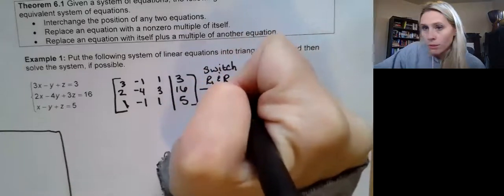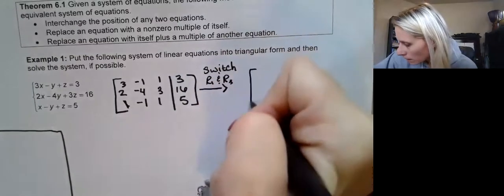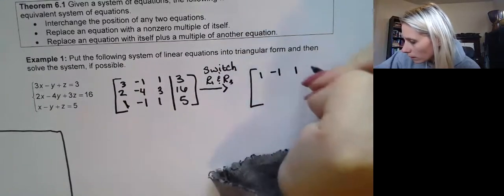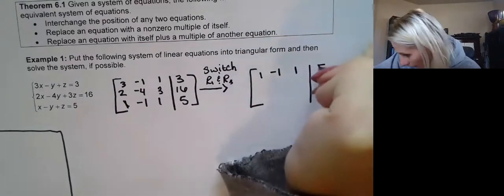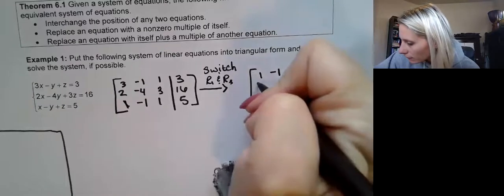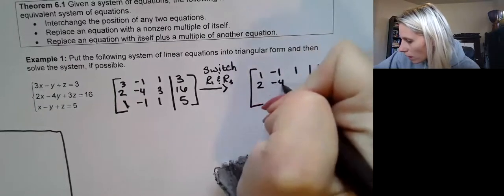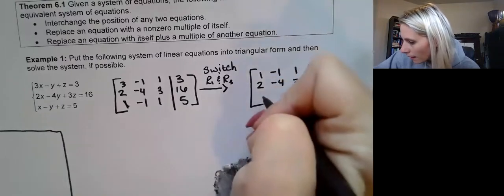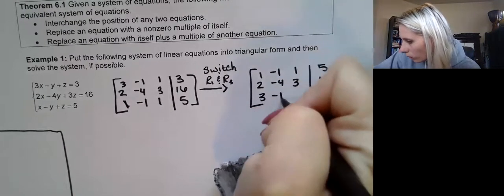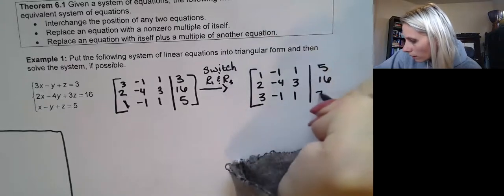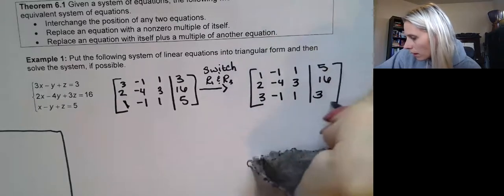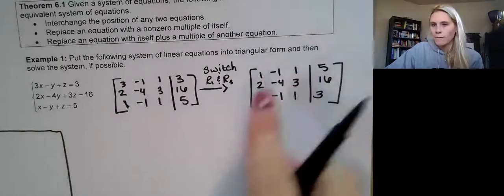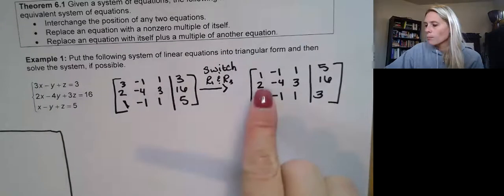Okay, so now I'm going to make my new matrix. I have 1, -1, 1, 5. I still have 2, -4, 3, 16. And then I have 3, -1, 1, 3. All right, that's good. We've got that one all set. This row is fine. Now we're going to go to the next row.